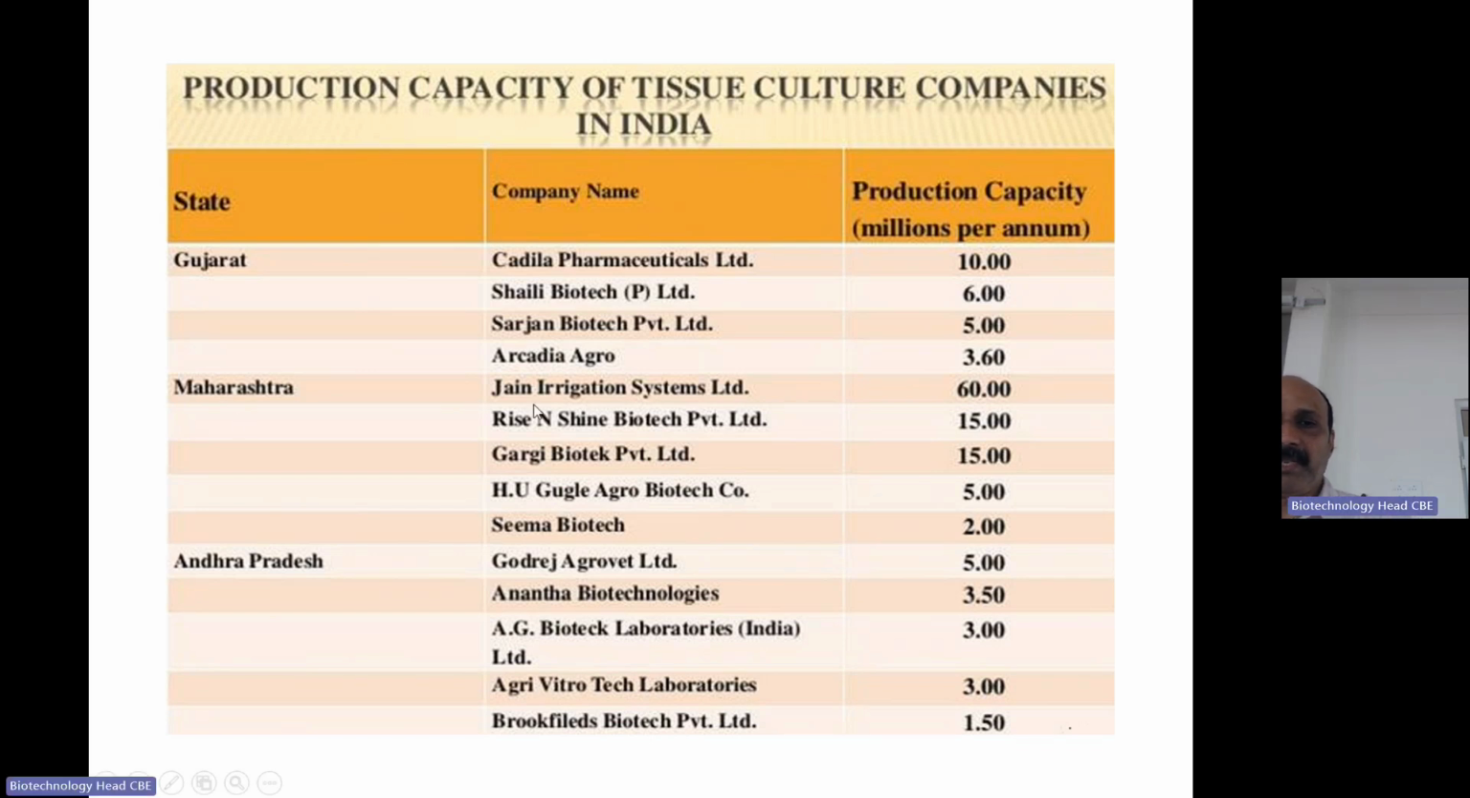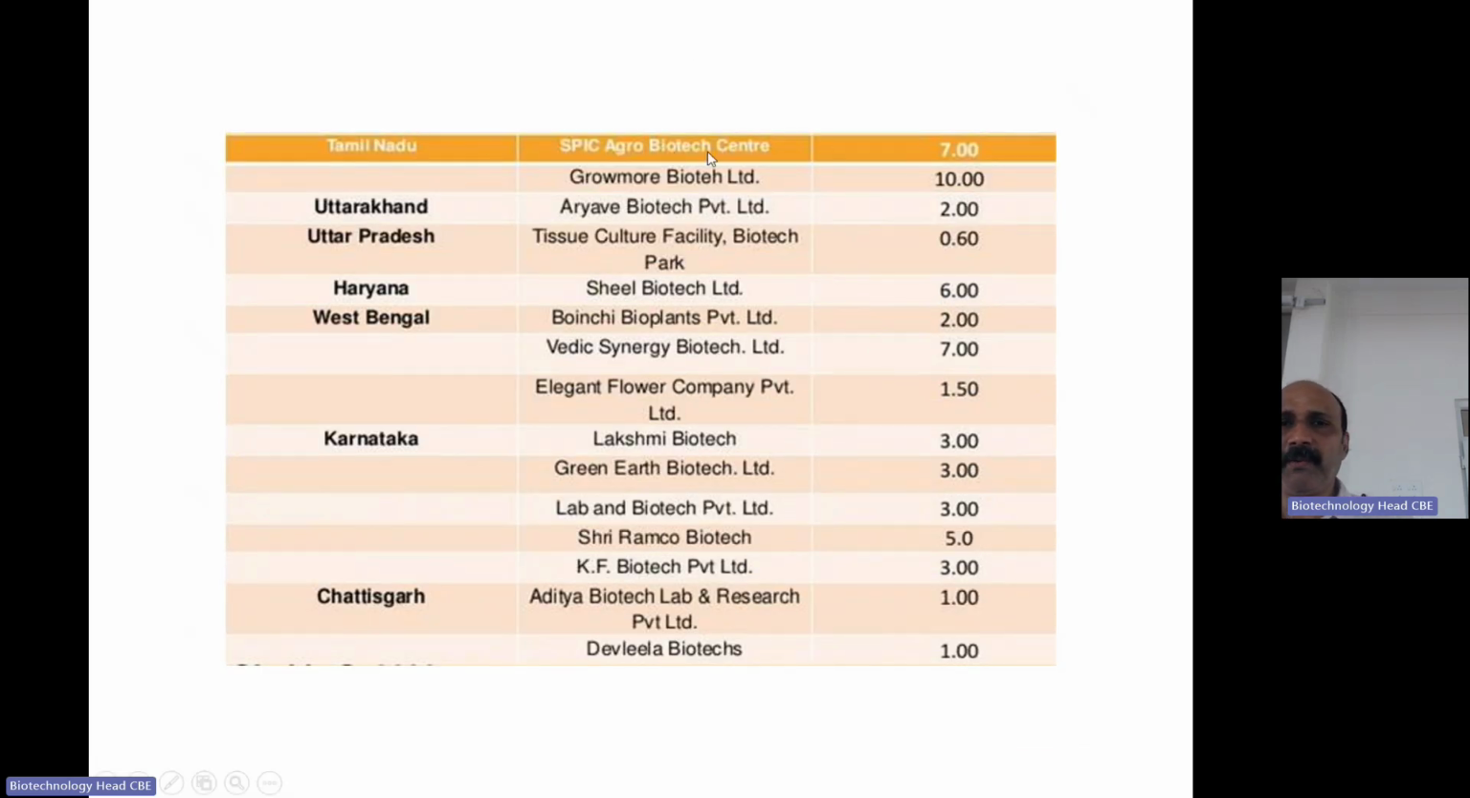In Maharashtra, Jain Irrigation is the largest producer of banana plantlets and also tissue culture plantlets. This data is from around 2010, so now it might have increased a lot, with many more industries. In Tamil Nadu, we have only the registered Speak Grow and also Grow More Biotech. So only these companies produce the certified tissue culture plantlets.